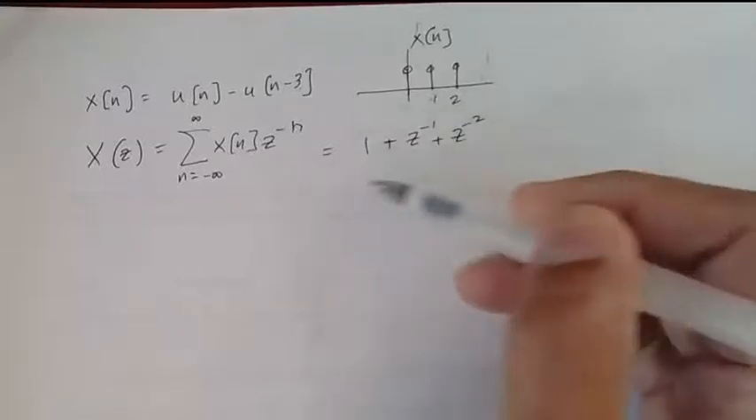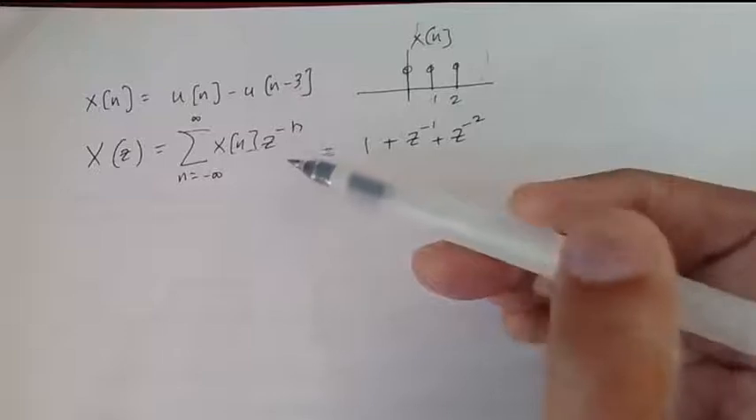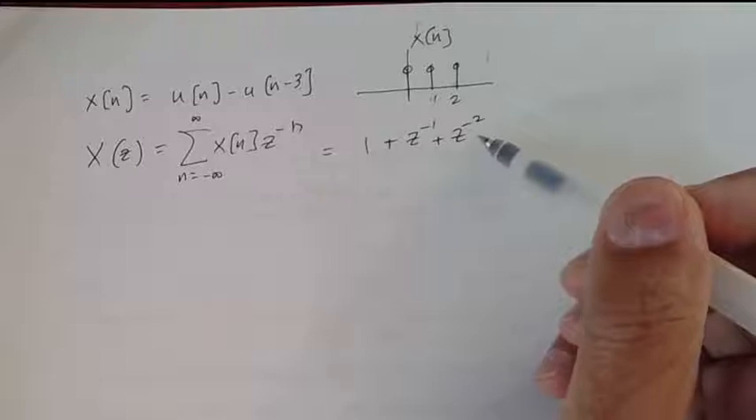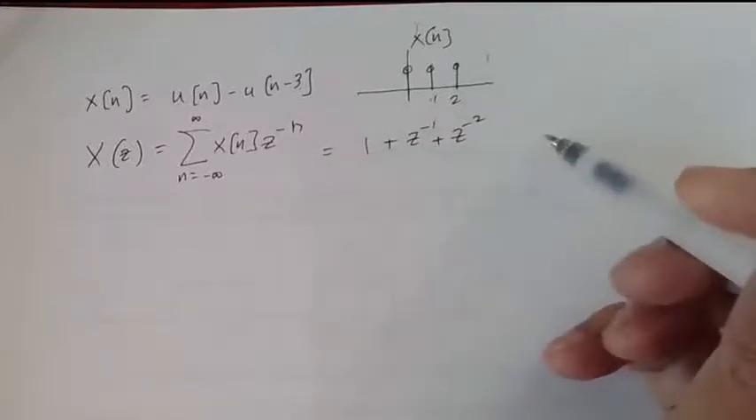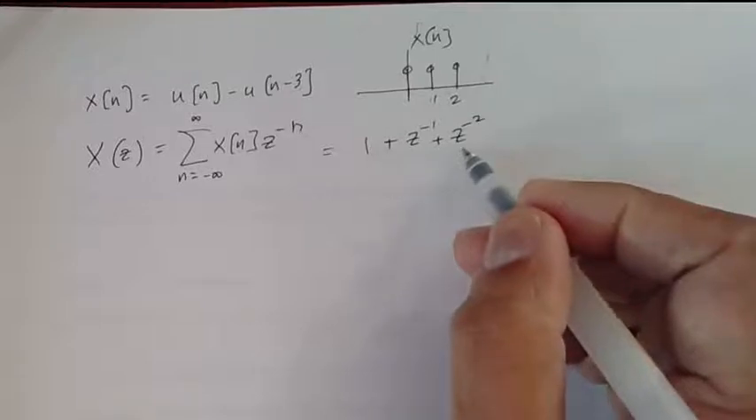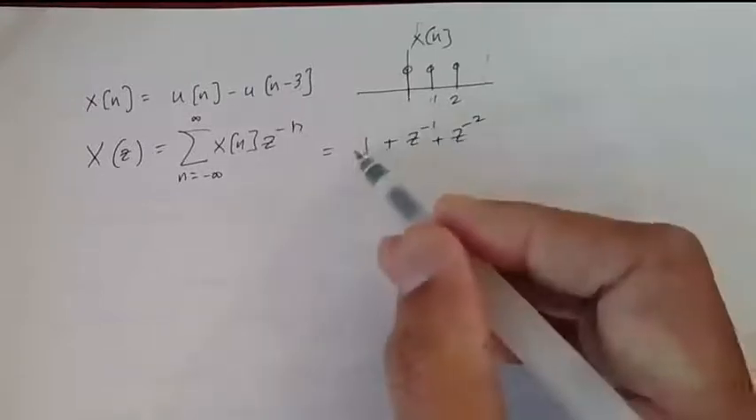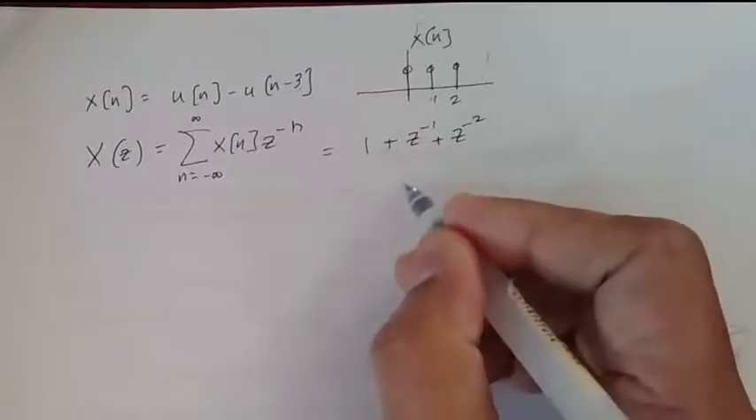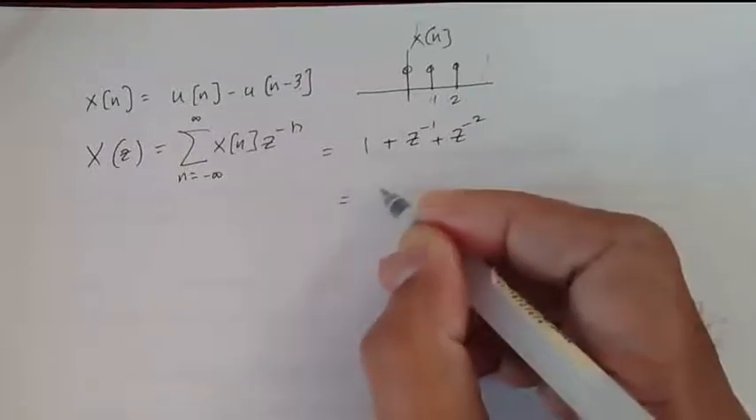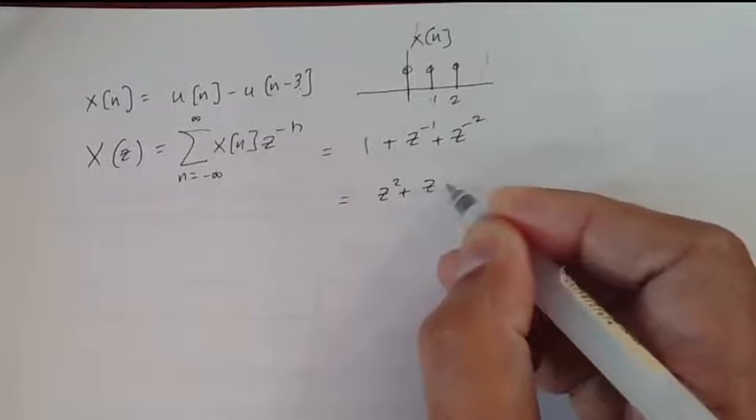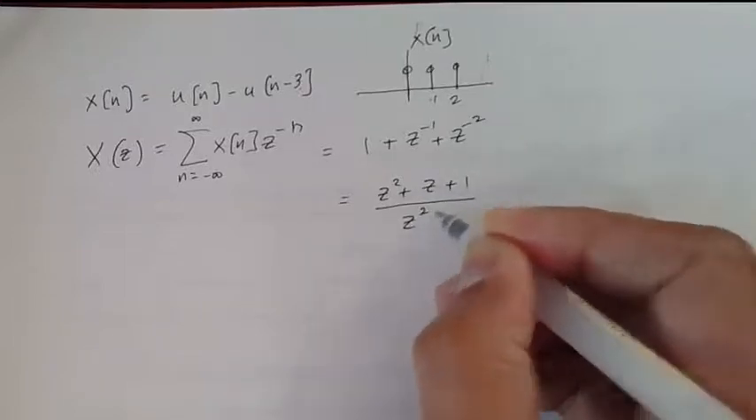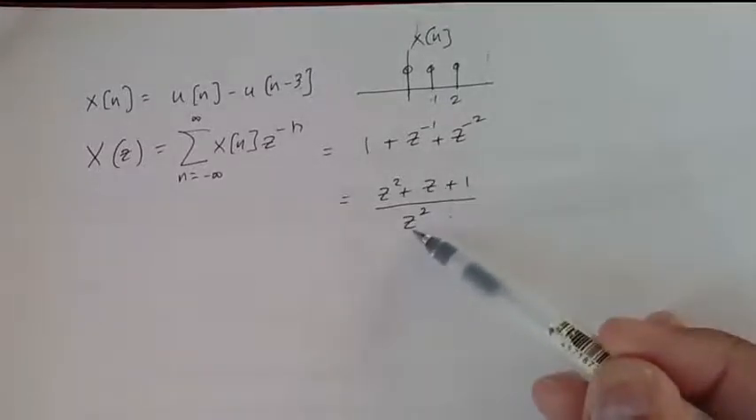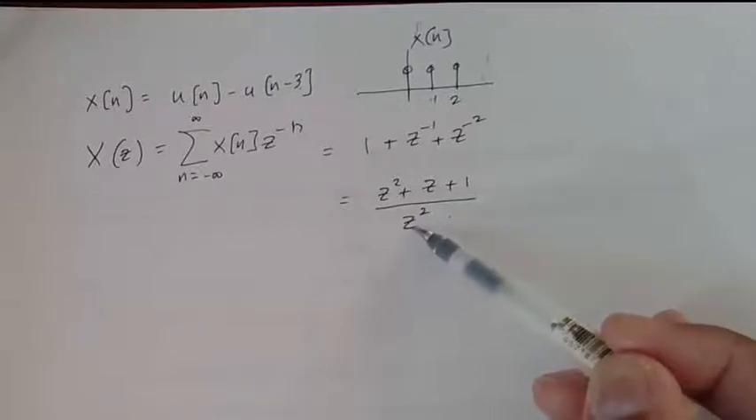Now, nothing went to infinity, so I didn't have to worry about this summation converging, right? So I didn't have to worry about any of the region of convergence stuff. So let's take a look and make sure that this thing actually converges everywhere. If I take this and multiply top and bottom by z squared, then this is equal to z squared plus z plus 1 over z squared. And you'll notice that this thing does converge for all values of z except z equals 0.